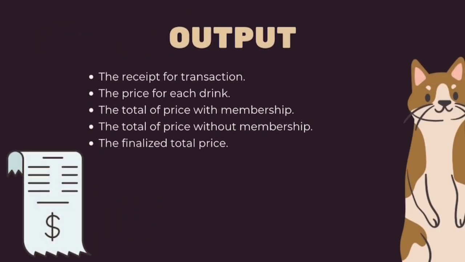Lastly is our output. Our project came with 5 output, which is the receipt for transaction, the price for each drink, next the total of price with membership, and the total of price without membership. And last but not least is the final total price of the transaction.